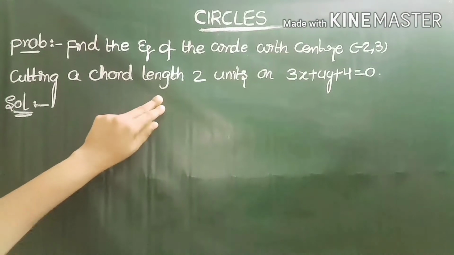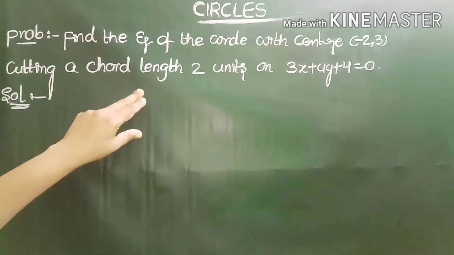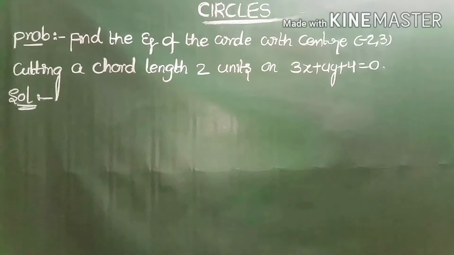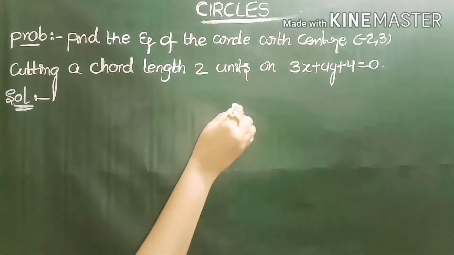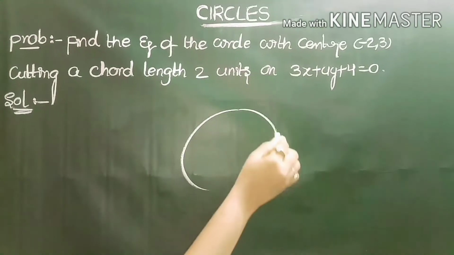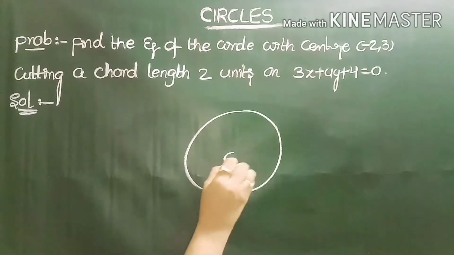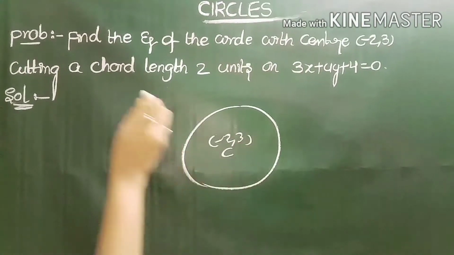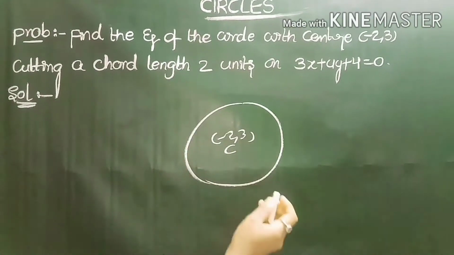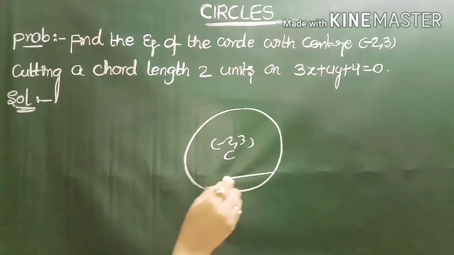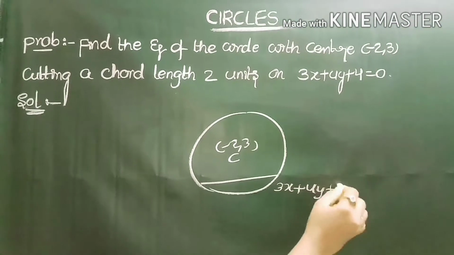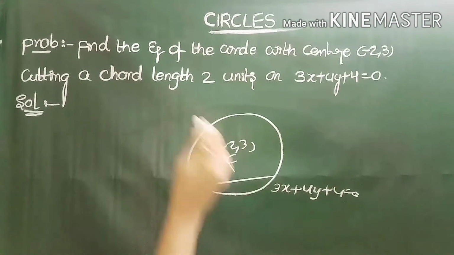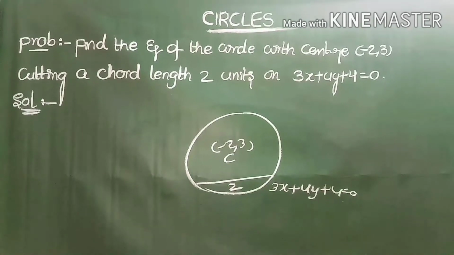Find the equation of the circle with center (-2, 3), cutting a chord of length 2 units on the line 3x plus 4y plus 4 is equal to 0. Given that the center is (-2, 3) and it cuts a chord of length 2 units on the line 3x plus 4y plus 4 equals 0. One equation is given, one chord is given. The equation of the chord is 3x plus 4y plus 4 equals 0, and also given that the length of the chord is equal to 2.